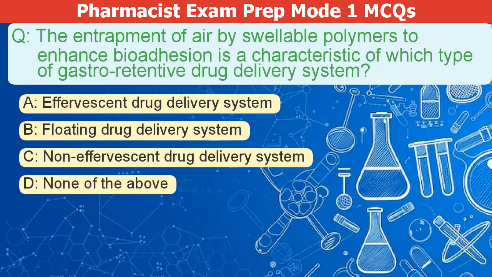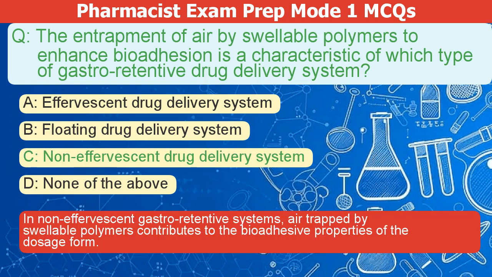The entrapment of air by swellable polymers to enhance bioadhesion is a characteristic of which type of gastro-retentive drug delivery system? A. Effervescent drug delivery system. B. Floating drug delivery system. C. Non-effervescent drug delivery system. D. None of the above. The correct answer is C. In non-effervescent gastro-retentive systems, air trapped by swellable polymers contributes to the bioadhesive properties of the dosage form.